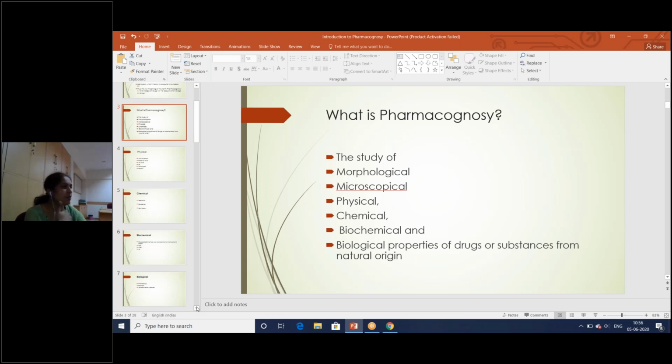Coming to the microscopy, we do either the LS or the TS, longitudinal section or transverse section. You have to take and cut it using a blade. Then you are going to study the different parts microscopically, the different types of cells present in the plant. You know that the plant contains parenchyma, collenchyma, and sclerenchyma. What type of parenchyma you can see, what type of sclerenchyma, xylem, phloem, the arrangement of xylem and phloem, whether starch grains are present or not. This is all called microscopical study.